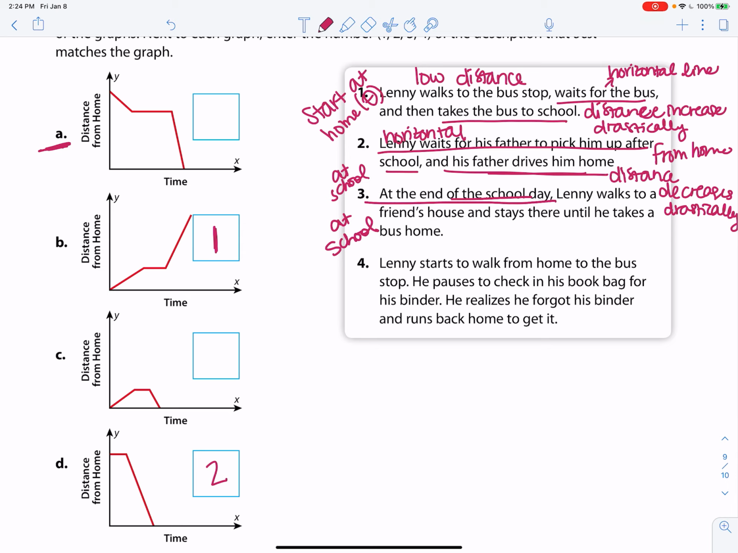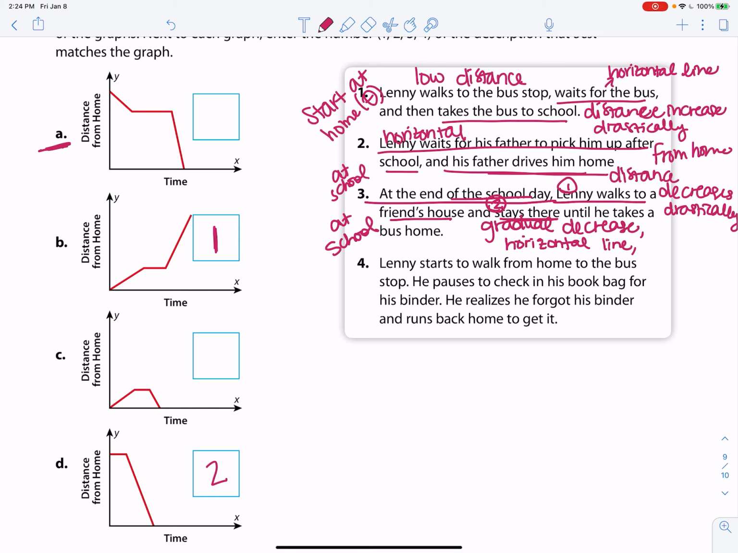He walks to a friend's house from school. So he's going to have a gradual decrease in the distance from home. And then he's going to stay there until he takes the bus home. If he's staying there, he's just sitting there playing or whatever he does with his friends. Maybe they're playing a game or something. Then there should be a horizontal line because he's just staying there. He's not decreasing or increasing the distance from home.